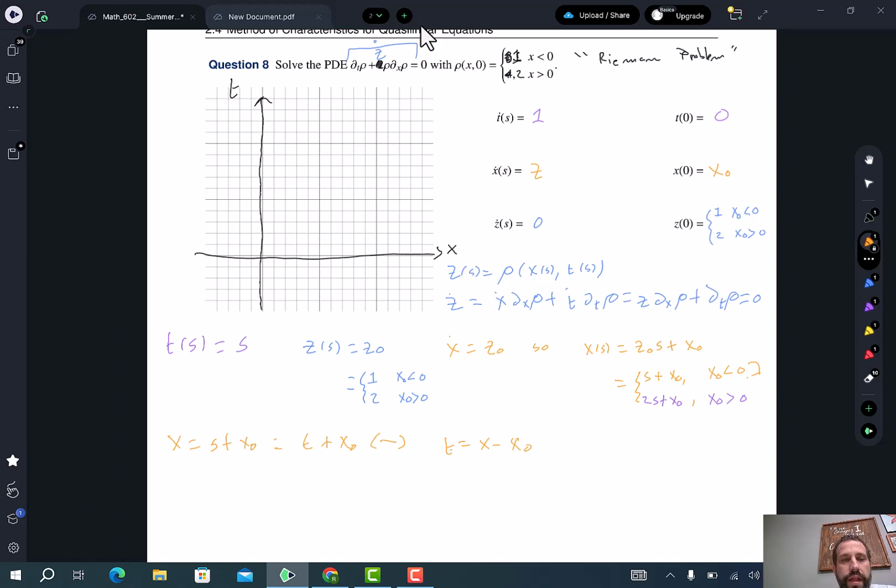At any rate, it's going to be a line of slope 1, and the x-intercept is going to be x naught. This is going to be for all x naught less than 0, and I'm actually going to draw them all the way up to x naught equal to 0. But I'm going to do this one in a dashed line. You'll see why in a minute.